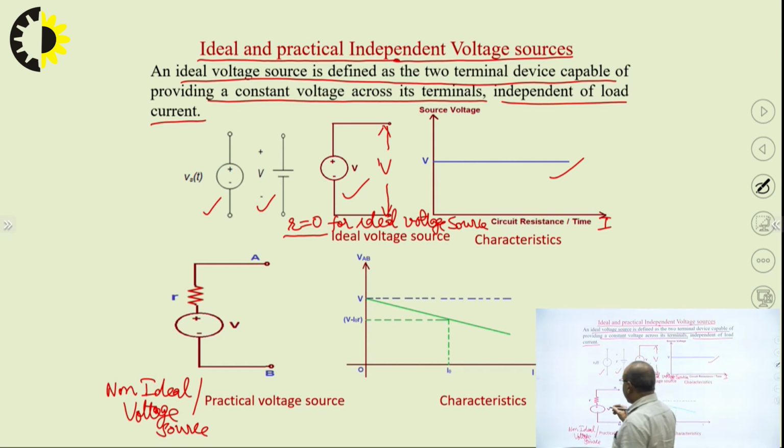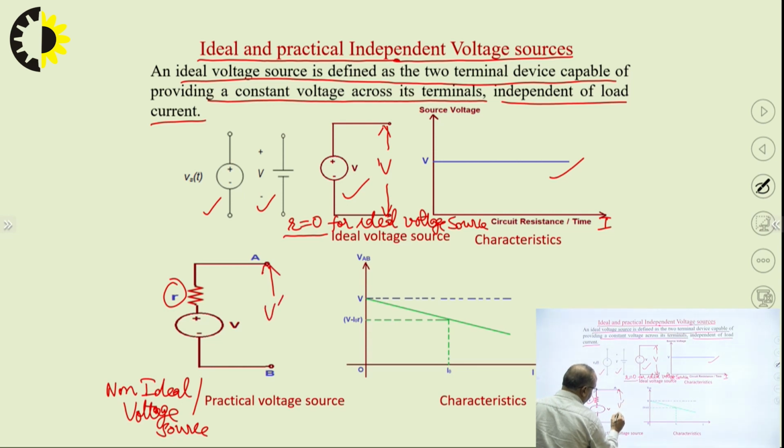Here it is having some internal resistance, this r, which is a finite, non-zero value, while in case of the ideal voltage source that was 0. And this internal resistance is connected in series with this voltage source, and on account of this, the terminal voltage across the terminals of this source, suppose it is V dash, will not be equal to the source voltage; it will be different.